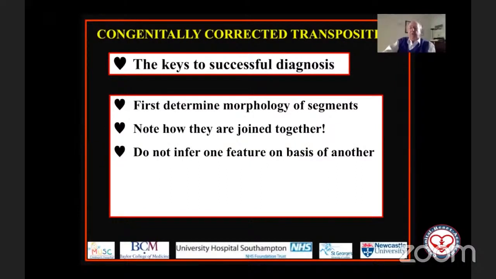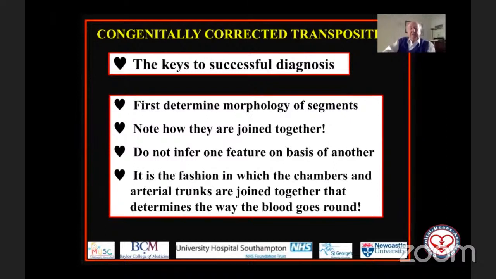We should not infer one feature on the basis of another, and nowadays you don't need to do that because you can see this anatomy just as well in the clinical setting as we can when we have the hearts in our hands. But remember, it is the fashion in which the chambers and arterial trunks are joined together that determines the way the blood goes around, and that is why our emphasis needs to be on the discordant connections between the cardiac segments.